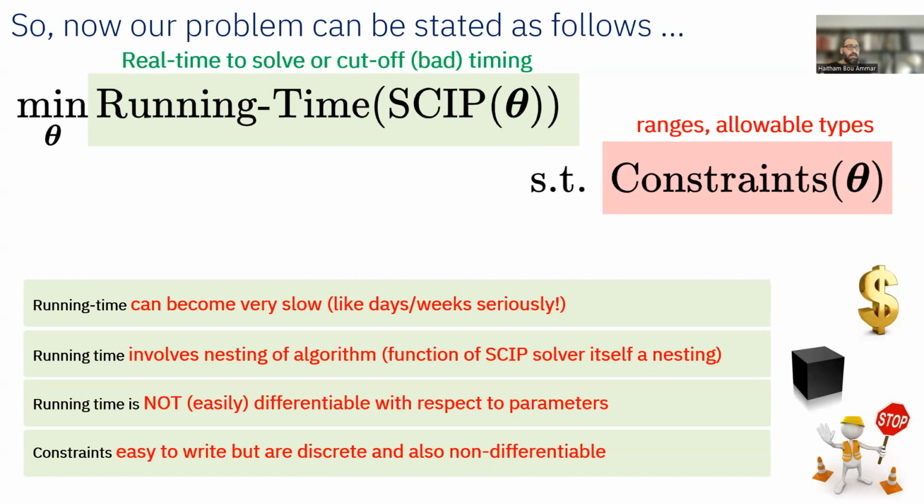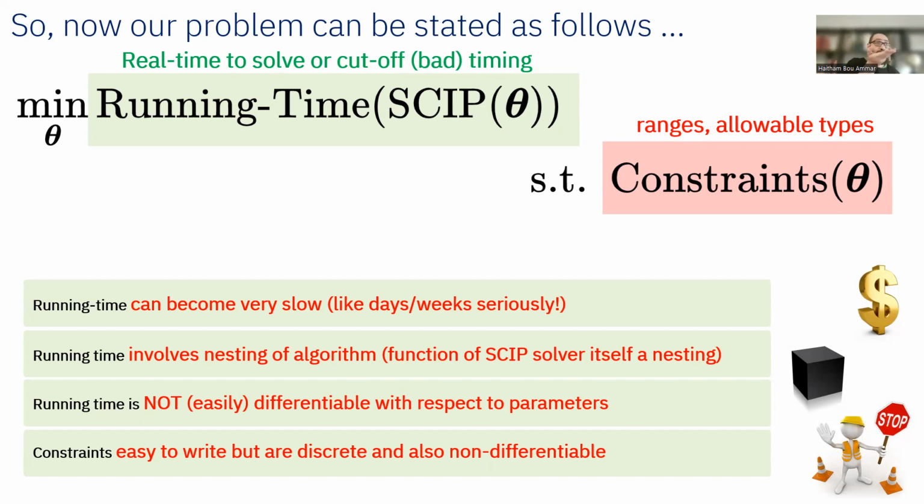The issue, however, is again that computing this running time for the SCIP solver can become very, very slow depending on how big your MIP is. It could actually take weeks to just evaluate one set of hyperparameters. And this is not an exaggerated number. If your problem is big enough, it will take even more than weeks to get back a running time value.